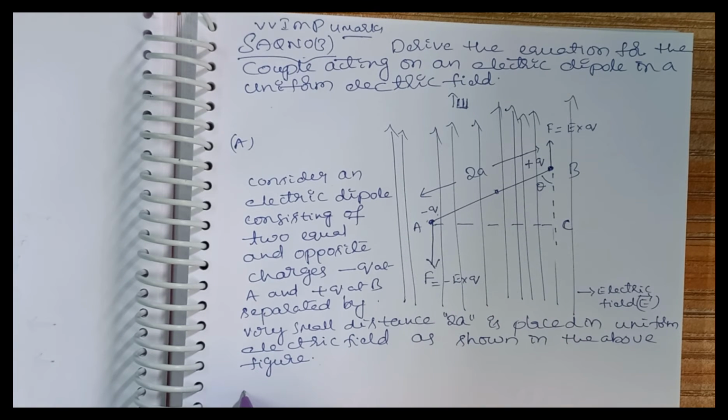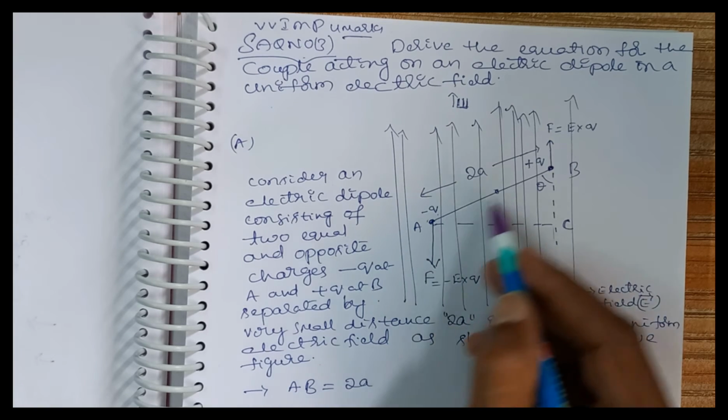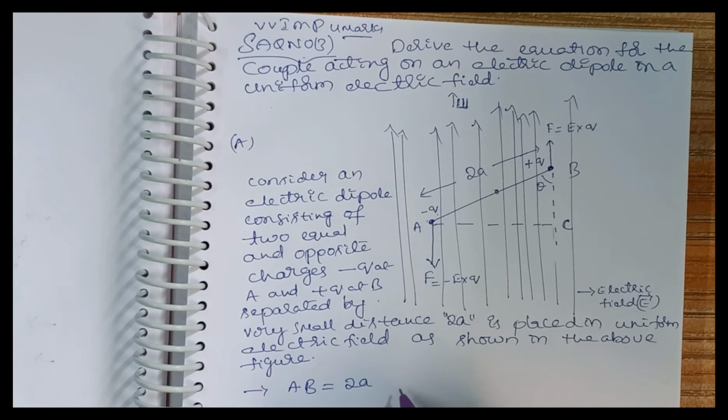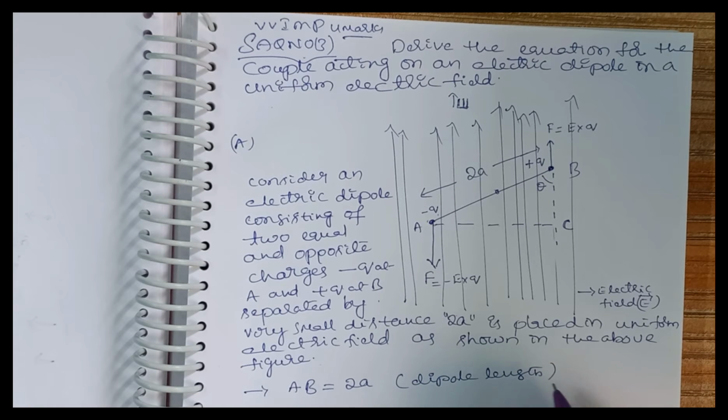So now AB is equal to 2a, AB is equal to 2a, which is called dipole length.